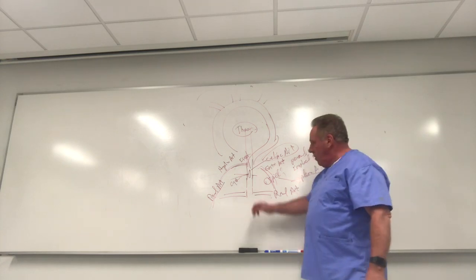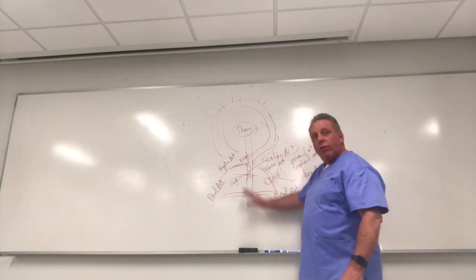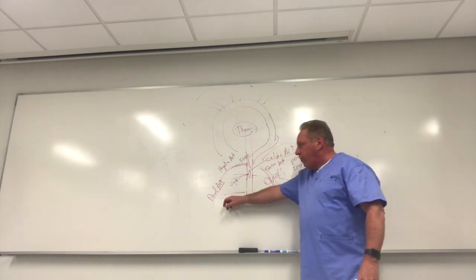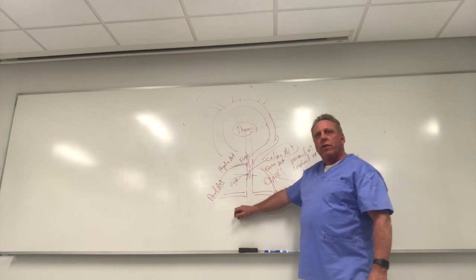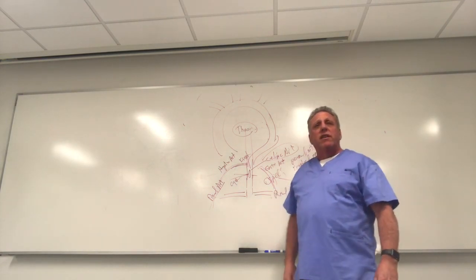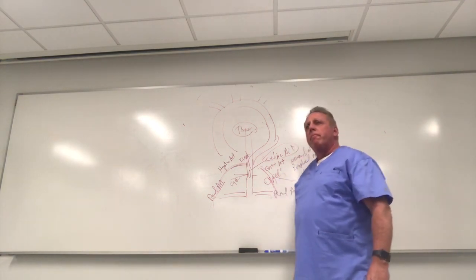Now as it goes down the abdominal aorta, the renal arteries are going to start. Those are big, big arteries. The renal arteries feed the kidneys. Understand?